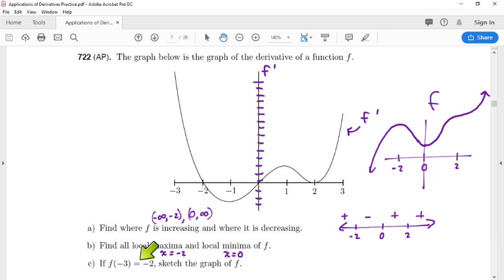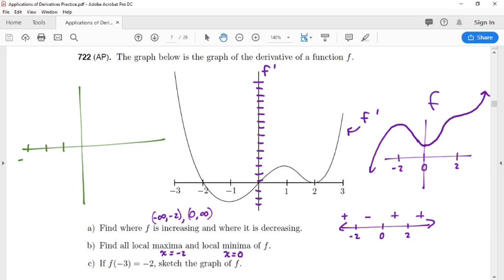if f of -3 equals -2, sketch the graph of f. Now, if this was my homework assignment, I would go straight to this graph and draw my f curve over the f prime curve. But I always thought that was kind of confusing for people just learning how to do this. And so I'm going to draw a new graph. It's kind of crooked, but I don't care.